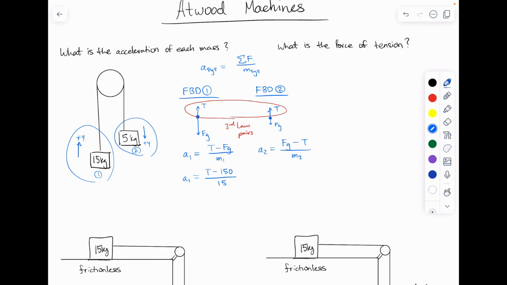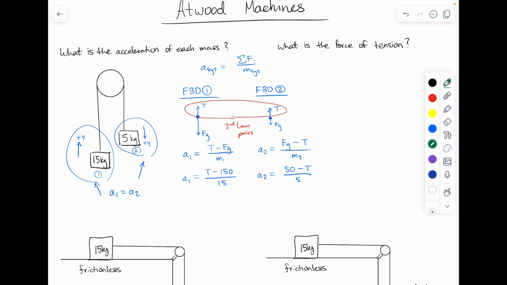If this is too confusing, I'll show you another way you can do this problem that doesn't involve flipping your coordinate system. But anyway, A2 is going to be force of gravity, so 50 newtons, minus the tension force, divided by 5. Cool. And because of the way I flip my coordinate systems for each mass, we can essentially say that the accelerations are equal to each other, right?